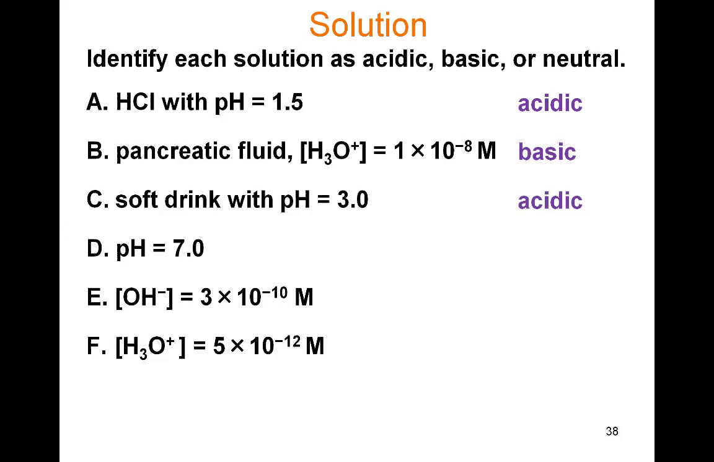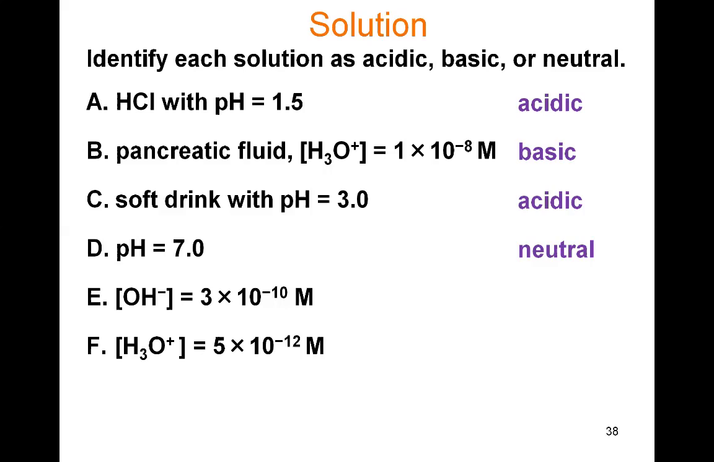D, pH equals 7.0. That's exactly a neutral pH. For a solution to be considered neutral, it has to have a pH of exactly 7.0 or even more zeros. It cannot have any other decimals than zeros after the 7. Like, for example, 6.95 is not a neutral pH by definition.